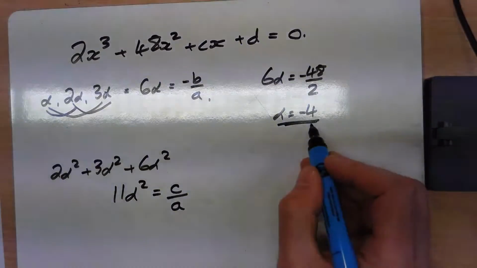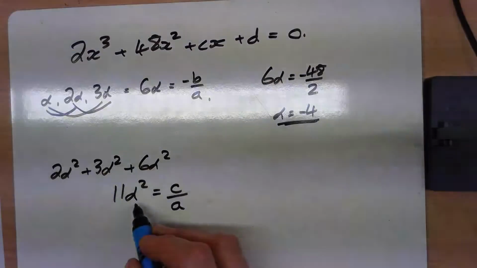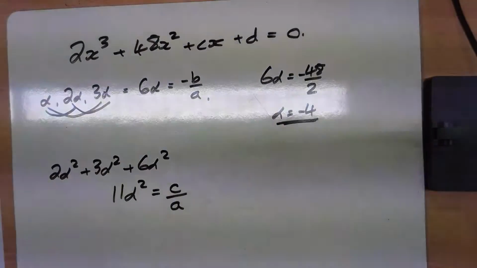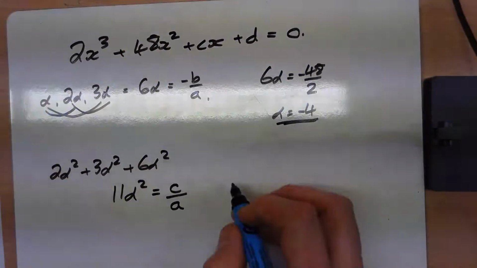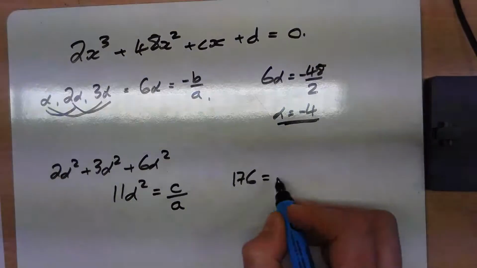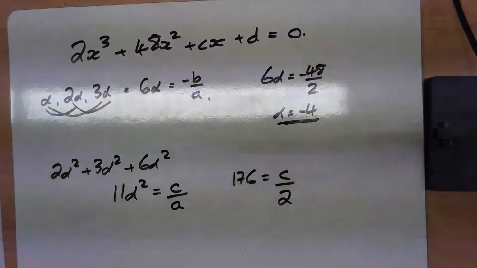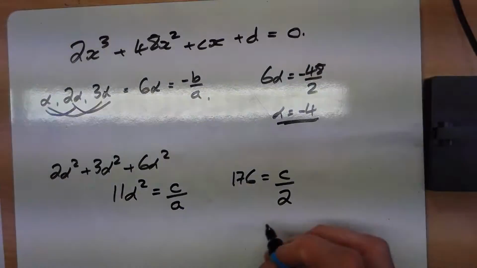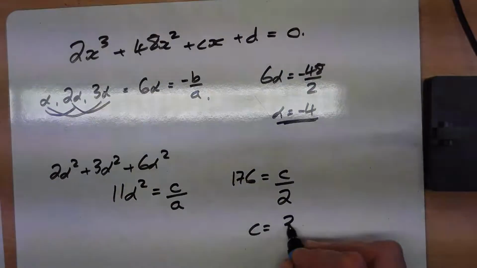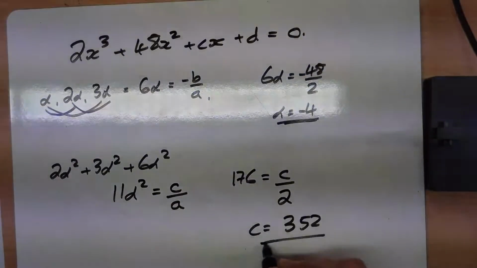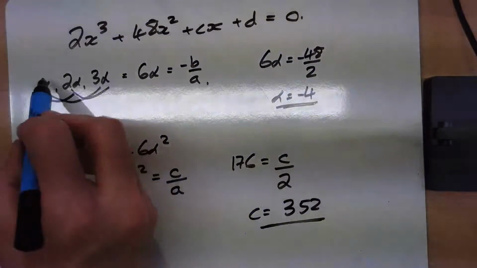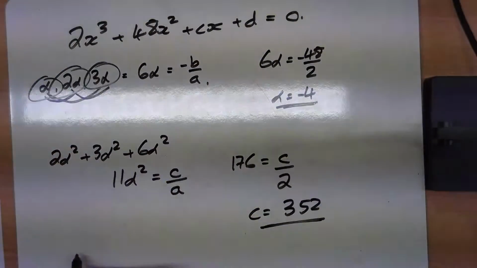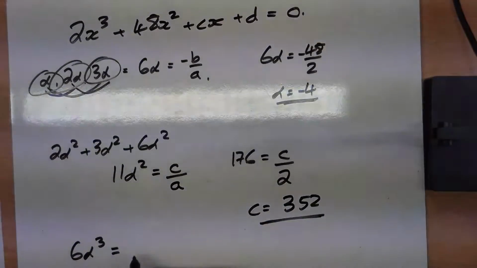We know what alpha is, it's minus 4, so 16 times 11 there. 16 times 11 is 176 equals c over a, and a is 2, so it makes c being 352.